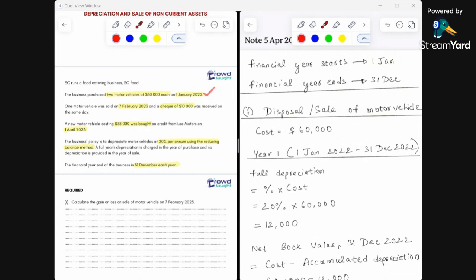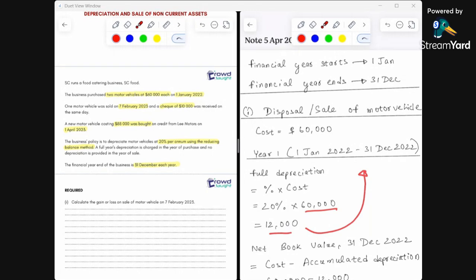All right. Now, year one of usage for this motor vehicle will be from 1 Jan 2022 until end of 31 December 2022. So basically, the financial year start and ending of the business. So in the first year of the business, we know based on the company's policy that we need to apply a full depreciation. How do we apply a full depreciation? We use the given percentage and multiply it with the original cost. The given percentage is 20, as you can see in the second last paragraph of the question, and the cost is $60,000. So altogether, that gives us a full depreciation of $12,000 in year one for this non-current asset.